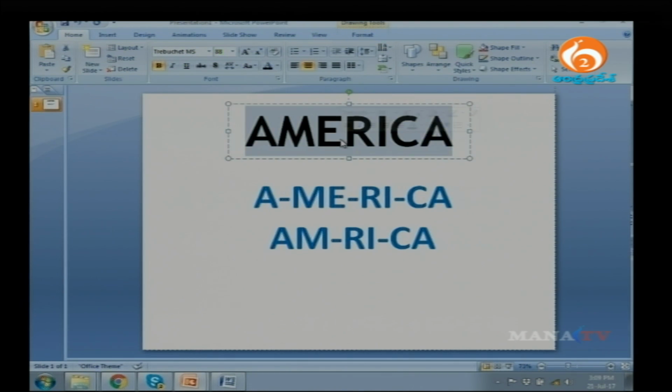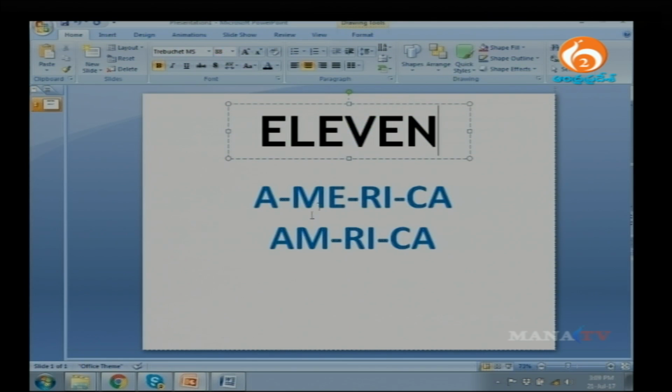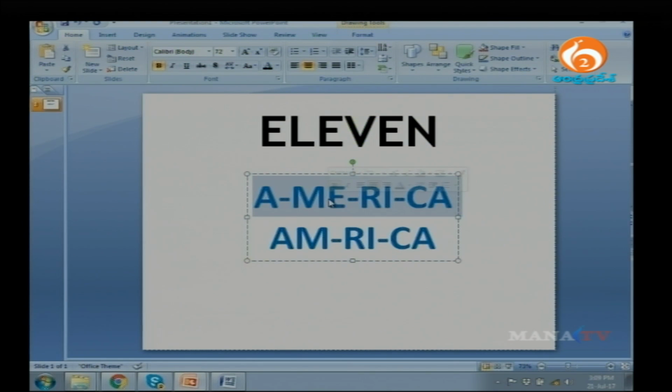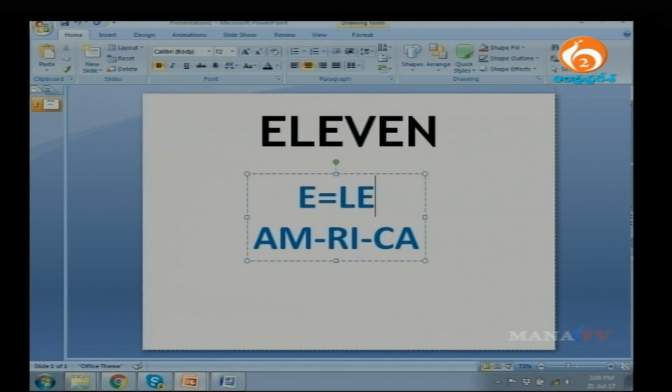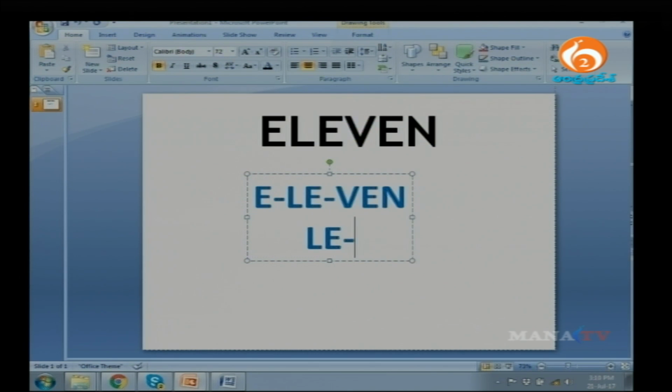The same thing happens with the word eleven. The actual pronunciation is e-le-ven. But we pronounce this as leven. So instead of three syllables, we are only saying two syllables. So you need to know how many syllables the word has.